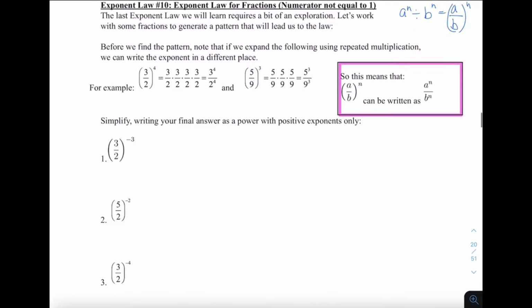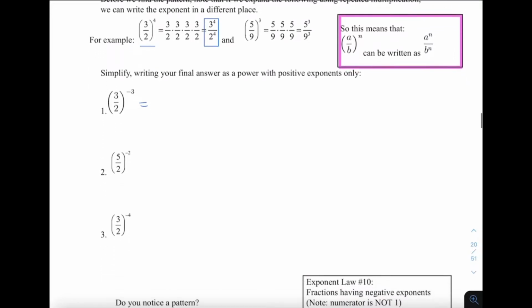All right, so for example, if I have 3 over 2 to the power of 4, I can write that as 3 to the power of 4 over 2 to the power of 4. So we're going to need that here. We're going to use this to simplify negative exponents sort of the long way, and then we're going to figure out how to use a shortcut.